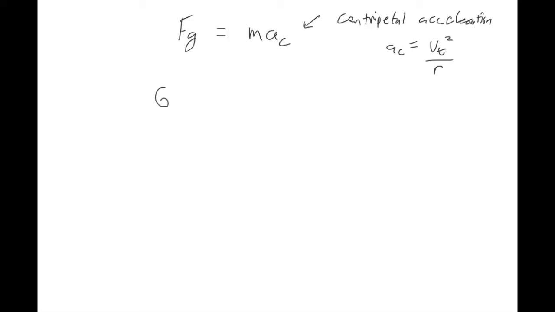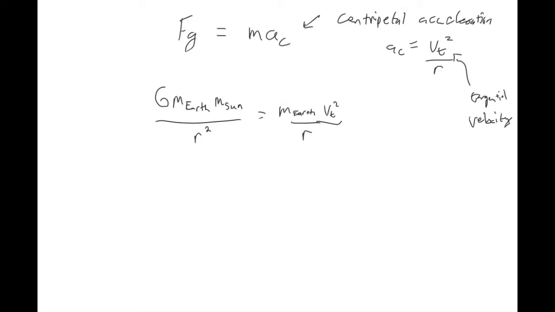So if we plug in our definition for Newtonian gravity and then our definition for centripetal acceleration, and this m would be the mass of the Earth, then we see that the mass of whatever is orbiting doesn't matter. And then one of these radii will cancel. So we have G M sun equals v squared, left side is over r.